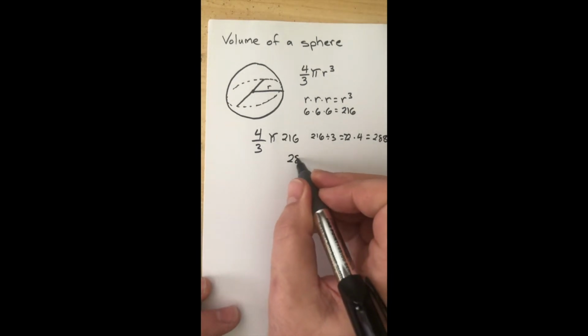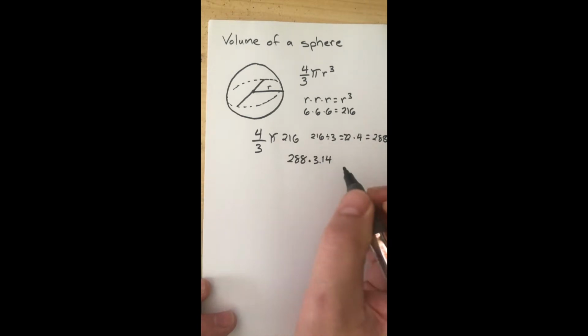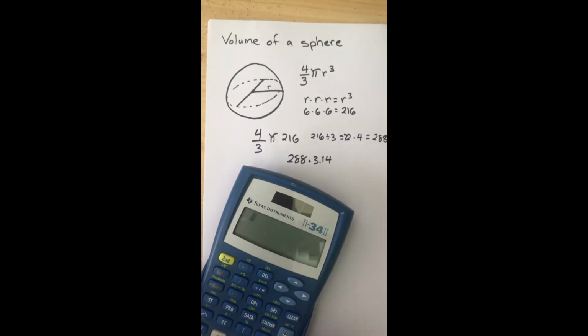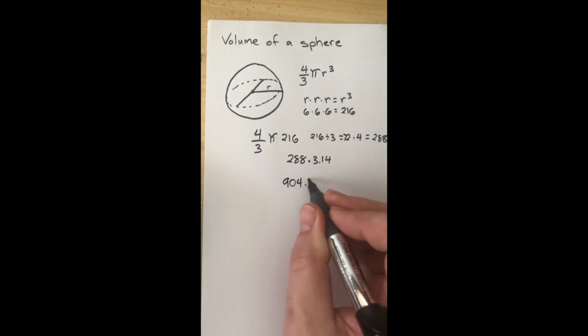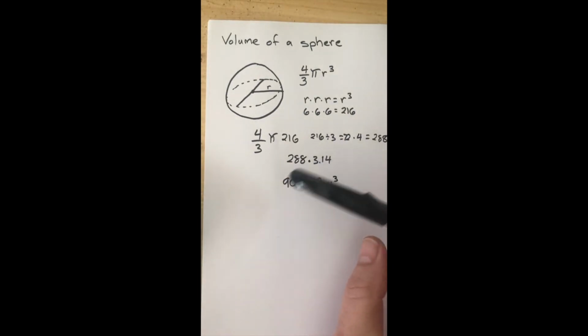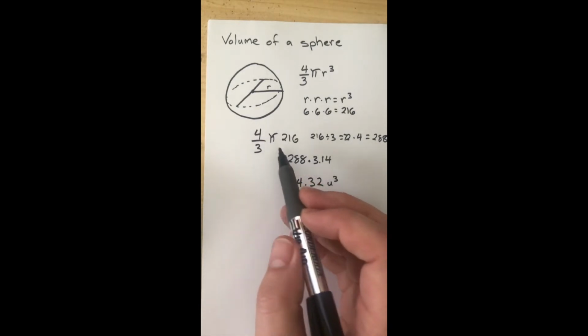So I get 288 times pi, 3.14. Use my wonderful calculator here. 288 times 3.14 gets me 904.32. Whatever units of measure I'd give you, and that would be cubed. Now, of course, you don't have to do it by hand. You can plug it into the calculator and solve it that way.